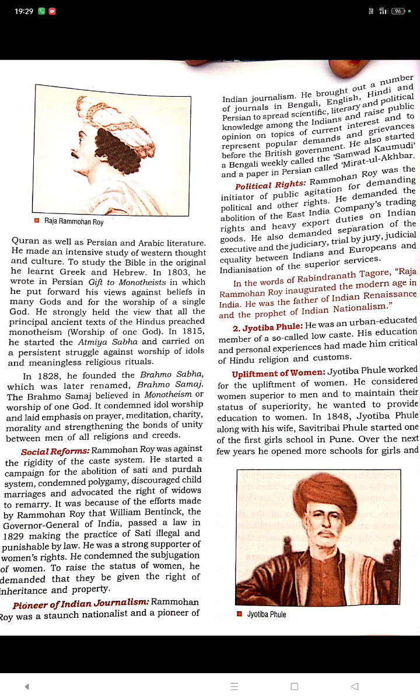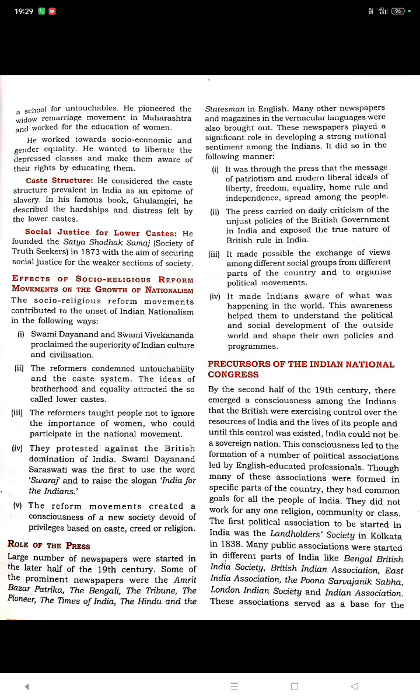We will discuss Jyotiba Phule and other topics also in the next part.